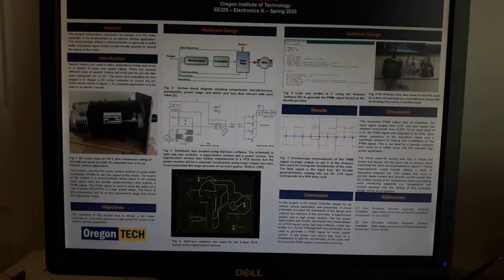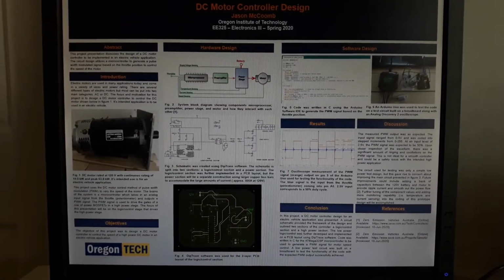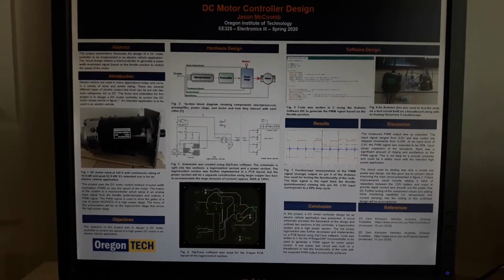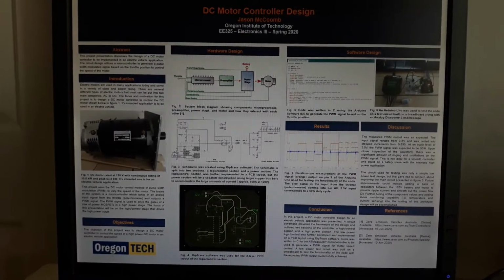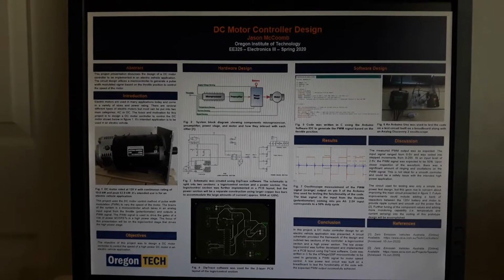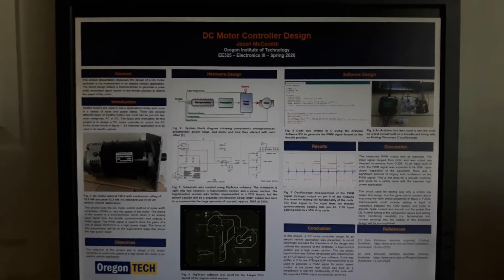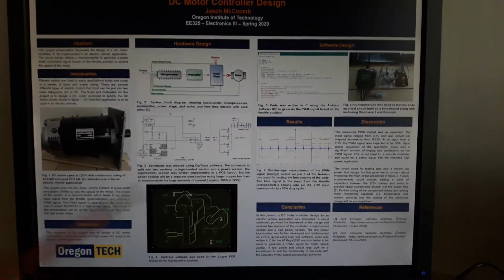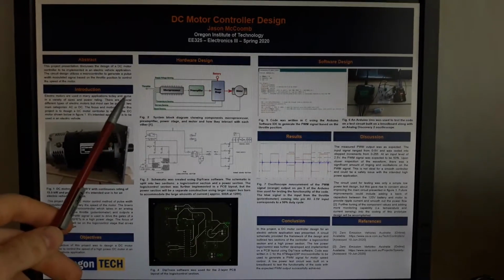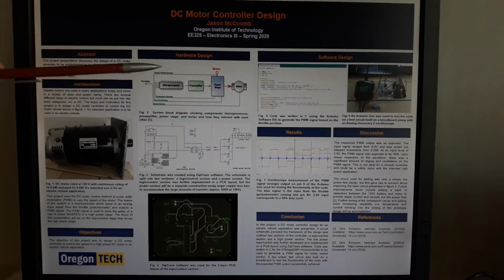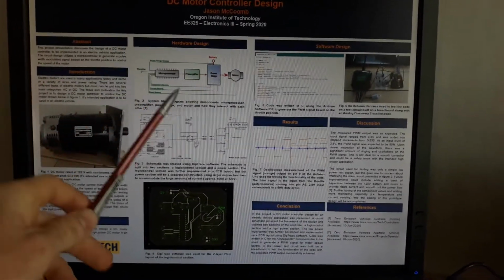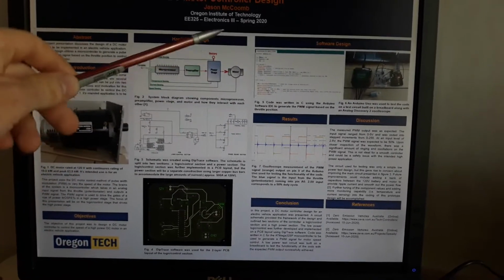So my controller uses the control method of pulse width modulation to vary the speed of the motor. The brains of this operation comes from a microcontroller, which takes in an analog input signal from the throttle or potentiometer and outputs a pulse width modulation signal to control the speed of the motor. Under the hardware design here, I have a flow diagram that illustrates what I'm talking about. Input to the microcontroller, pulse width modulation signal comes out, goes through a preamplifier, goes to the power stage, and then onto the motor.